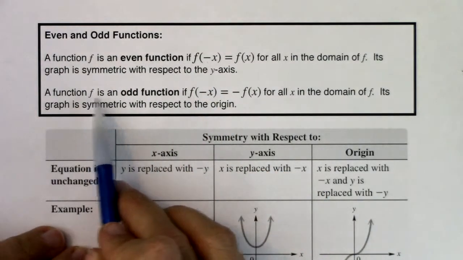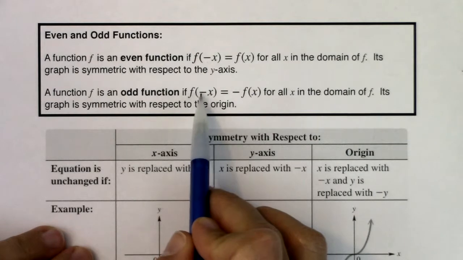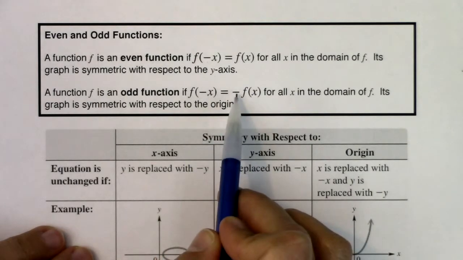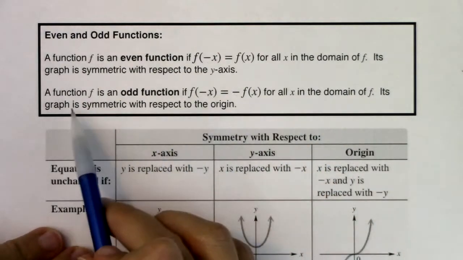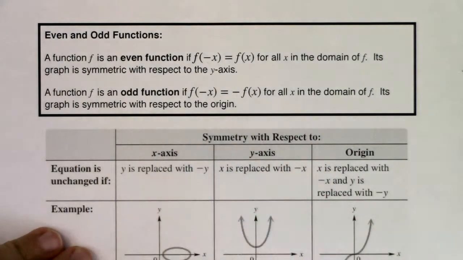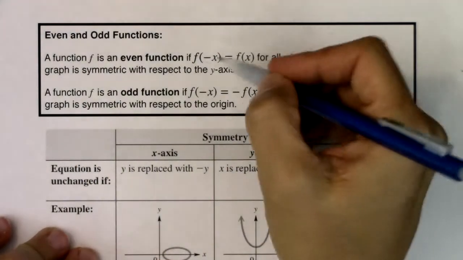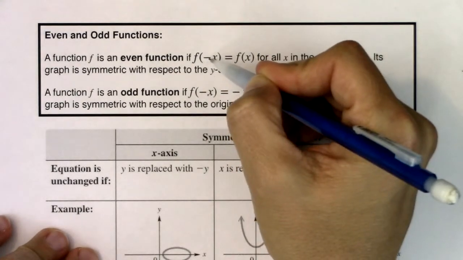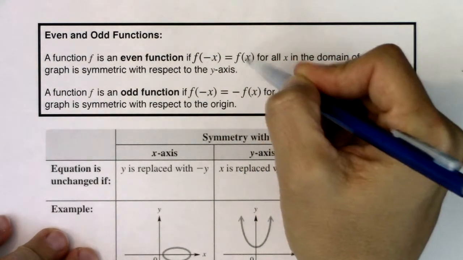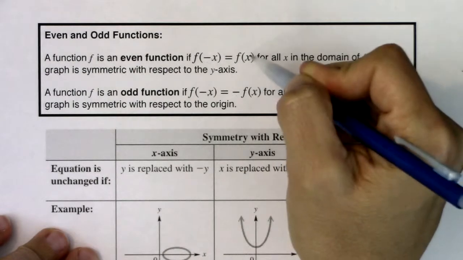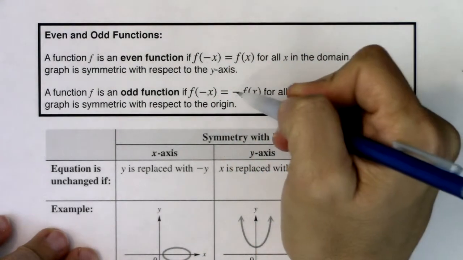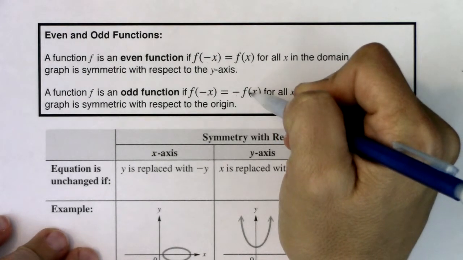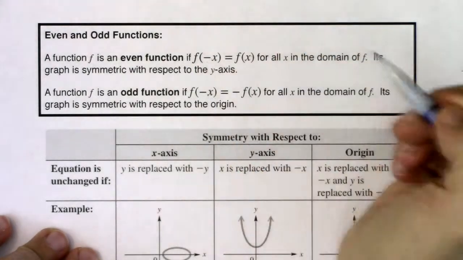Now, a function f is odd when you plug in f of negative x and you get the opposite of your original function for all of the x's in your domain, and its graph would be symmetric with respect to the origin. So in both of these cases, we're going to plug in f of negative x and see what pops back out. If your original function pops back out, we're going to call your function even. If the opposite of your original function pops back out, we'll call it odd.